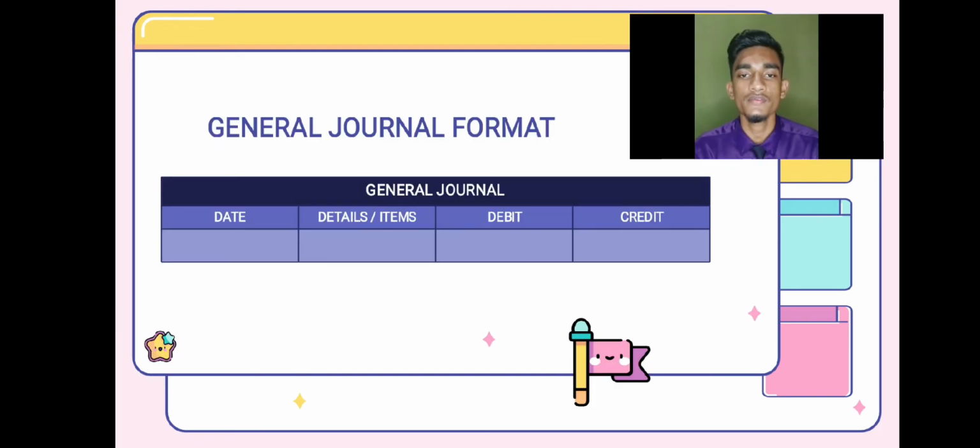Now we look at the format for general journal. The first column represents the date of transaction, and the second is account titles and explanation, or we can just write details or items. The third column is the debit side, and the fourth column is the credit side.